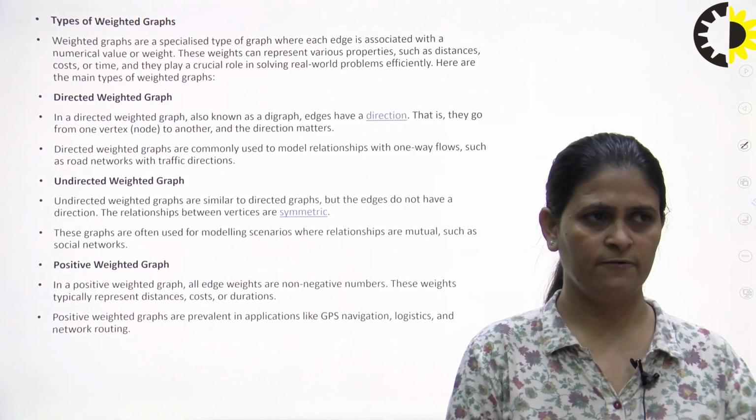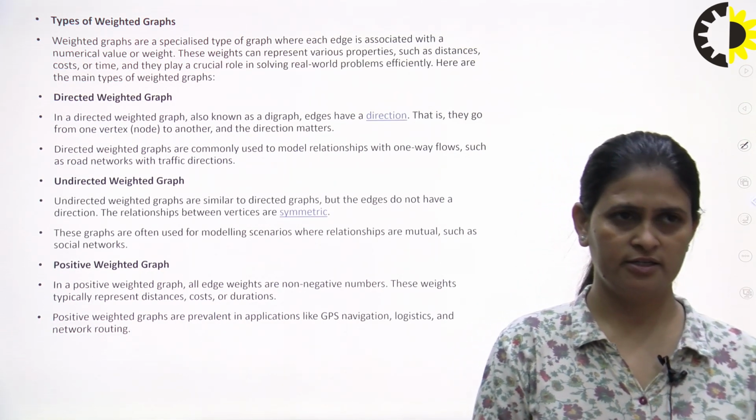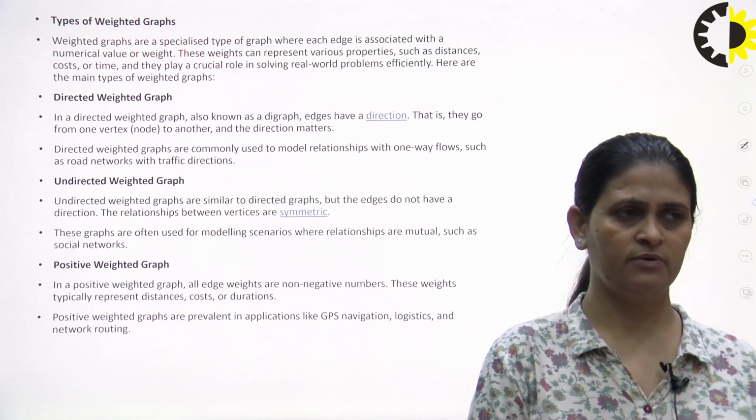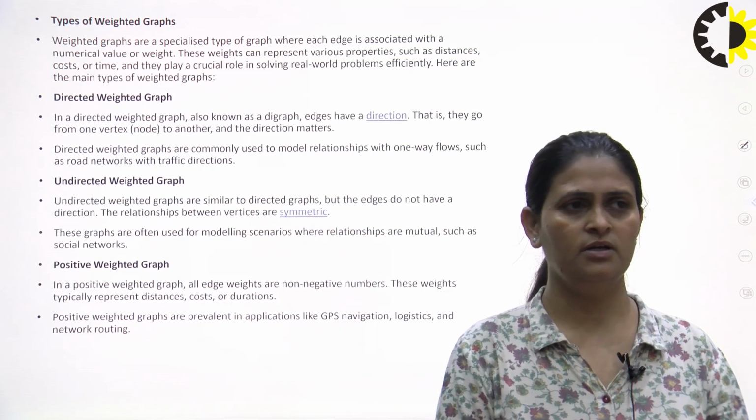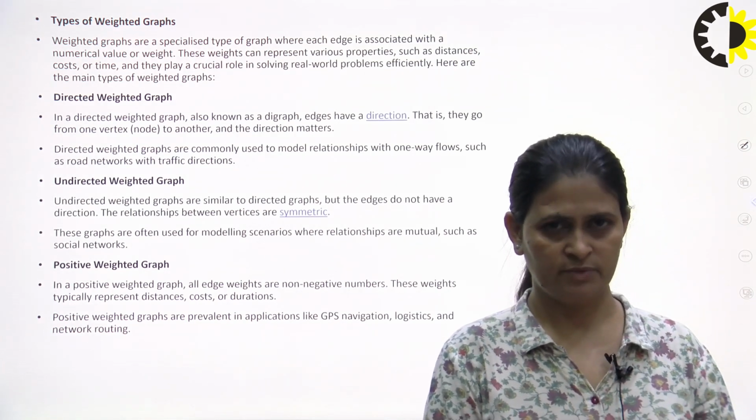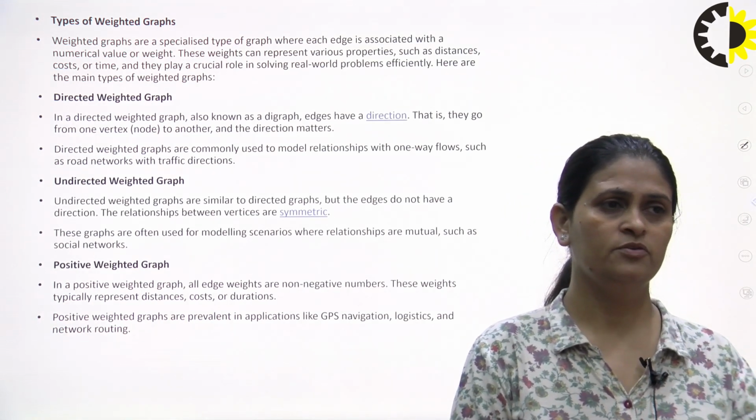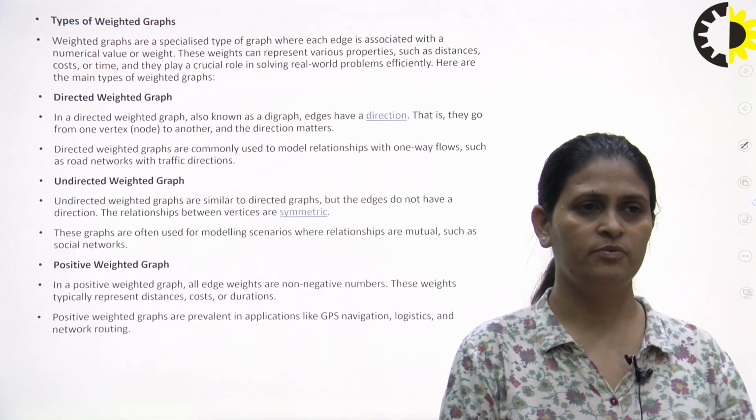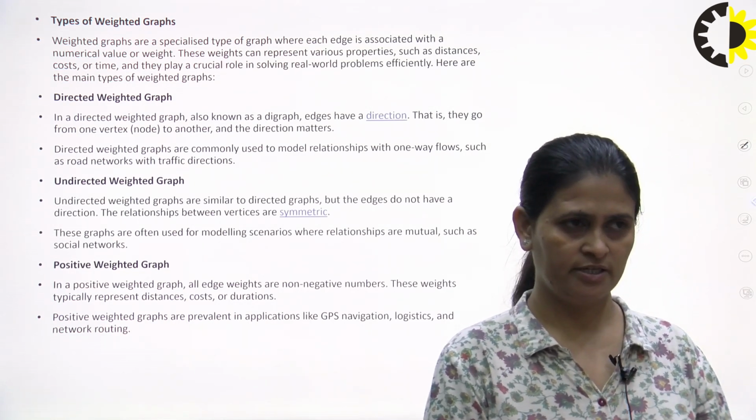Undirected weighted graph. Undirected weighted graphs are similar to directed graphs, but the edges do not have a direction. In an undirected graph, an edge does not have a direction. The relationship between vertices is symmetric. These graphs are often used for modeling scenarios where relationships are mutual, such as social networks.